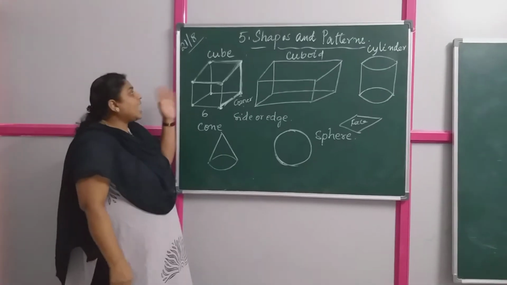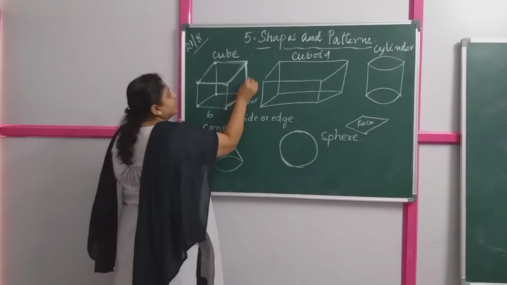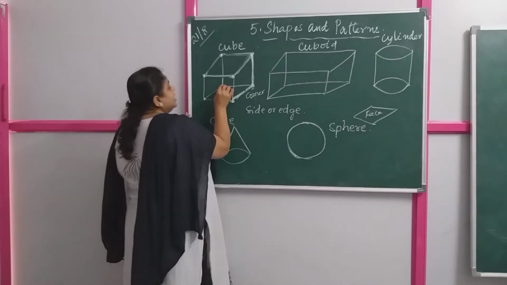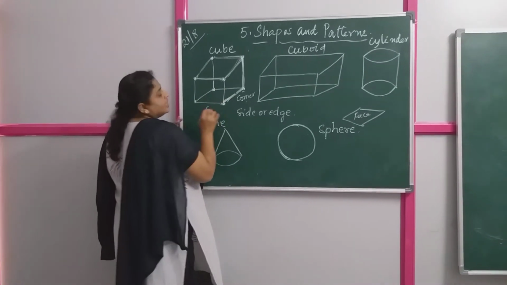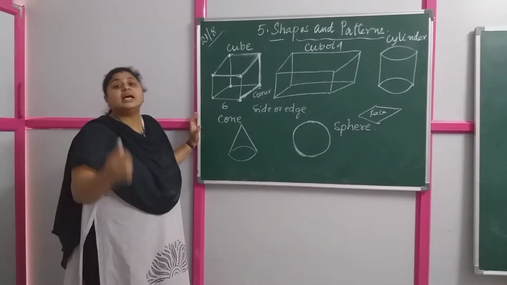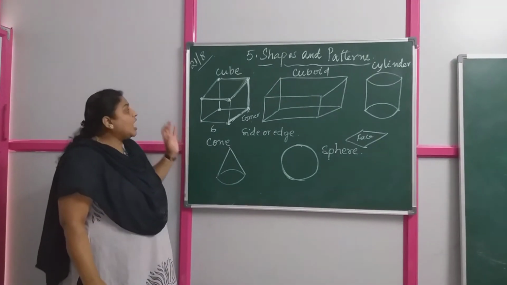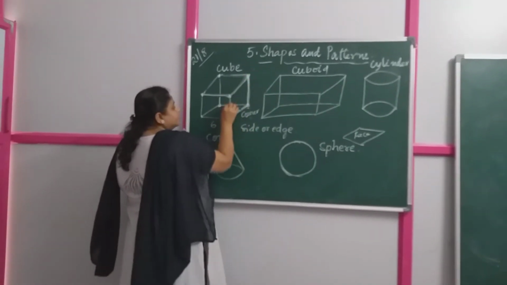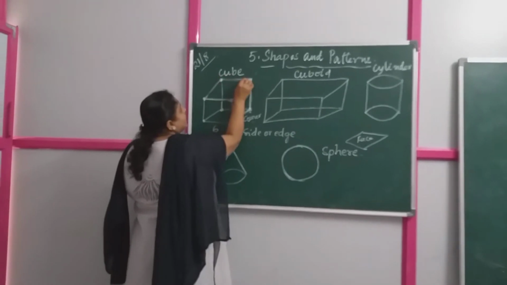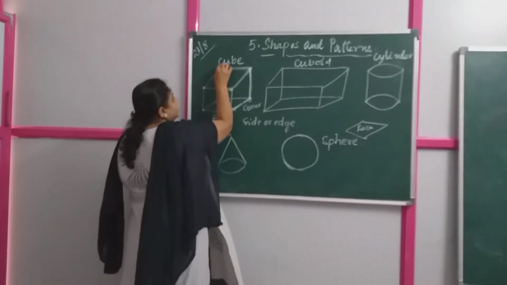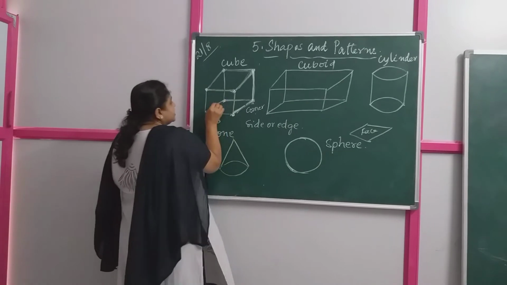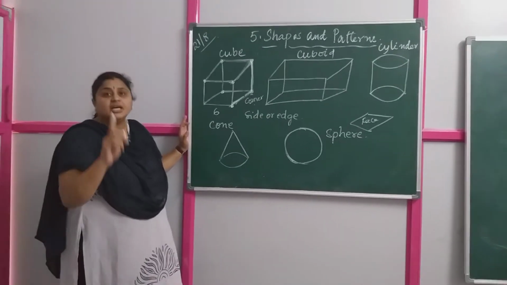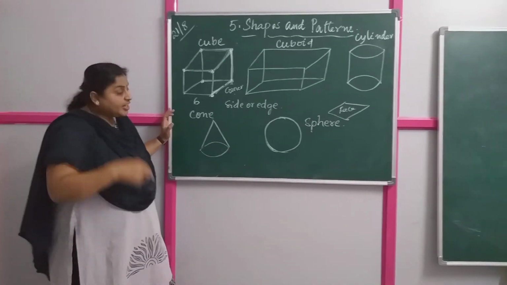Got it children? Then how many corners does it have? 1, 2, 3, 4, 5, 6, 7, 8. How many corners does it have? 8 corners. And how many edges or sides? 1, 2, 3, 4, 5, 6, 7, 8, 9, 10, 11, 12. How many edges does it have? 12 edges. Similarly, for cuboid also.